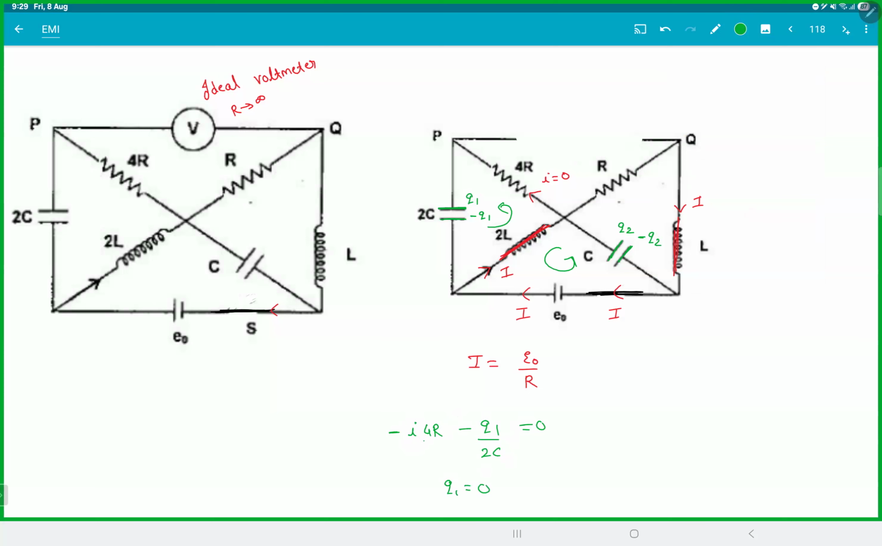Q1 is 0. If I go here, you'll get E naught minus Q2 by C is equal to 0. Q2 is equal to C E naught. So the 2C capacitor is empty and this C capacitor will have a charge of CE naught. Clear till here? This is the steady state. Now you want to open the switch.